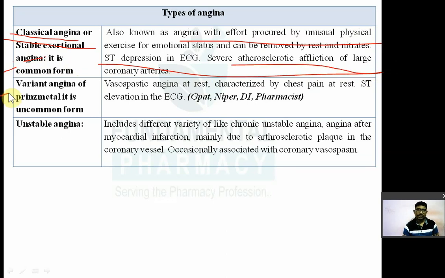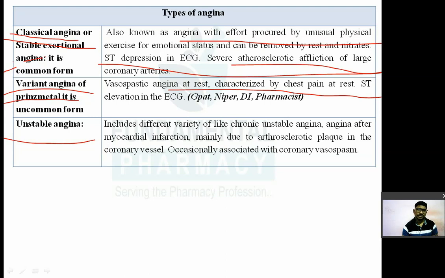Now second type of angina is known as variant angina or Prinzmetal angina, and it is uncommon. Now it is also known as vasospastic angina, and angina at rest. It is characterized by chest pain, ST elevation. ST segment जो है ECG का वो थोड़ा सा ऊपर उठ जाएगा, ST elevation. It is known as vasospastic angina. It is also due to coronary artery spasm.